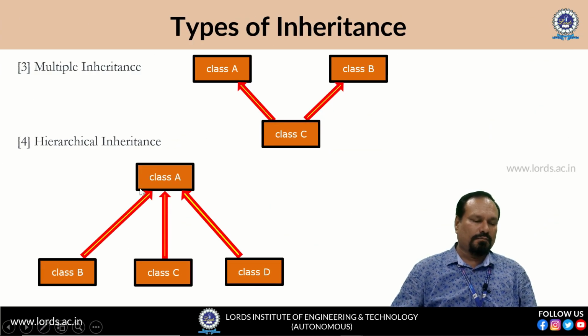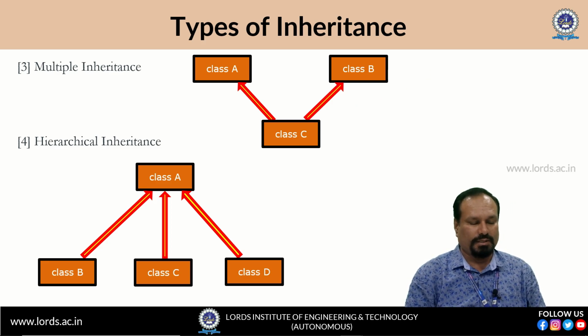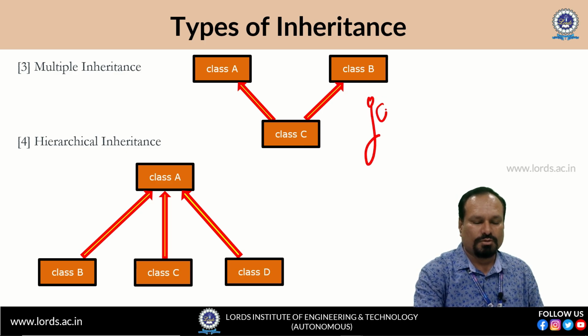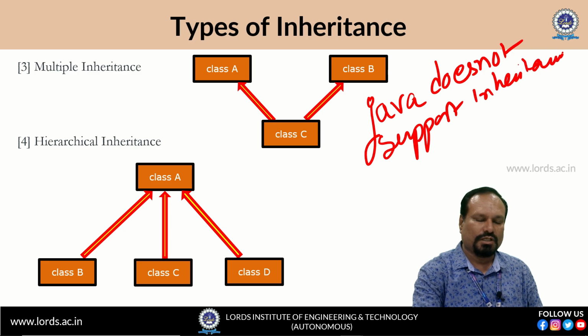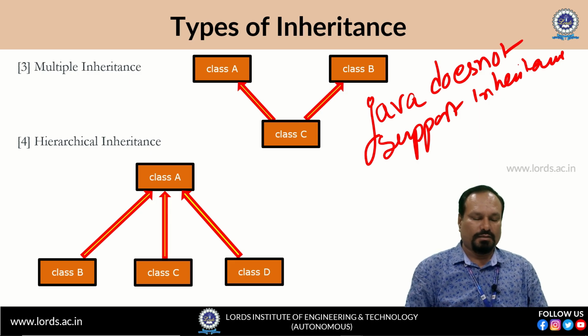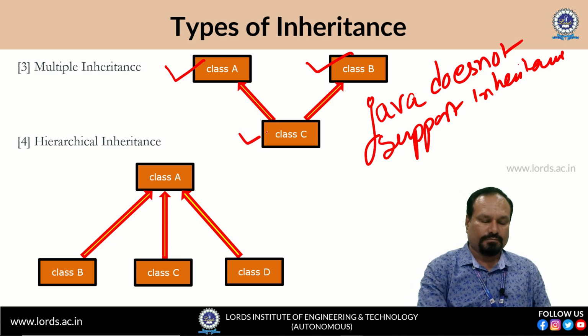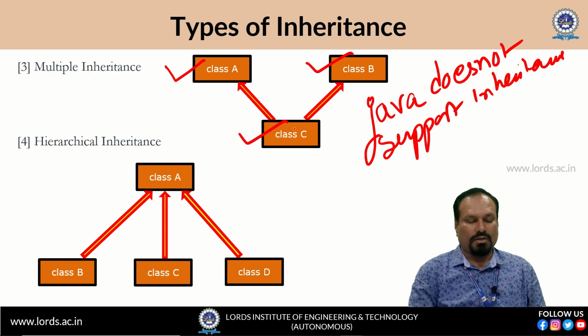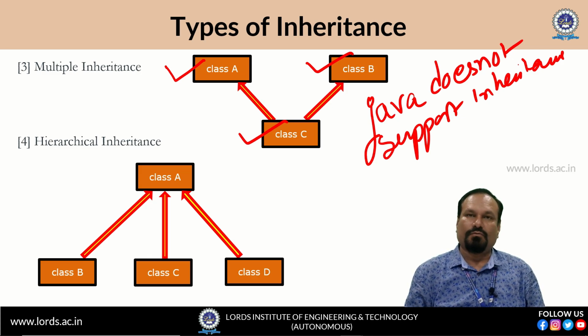Next one. The third one is multiple inheritance. As you know, Java does not support multiple inheritance, but because it is an OOPS concept, you should know that Java does not support multiple inheritance. Keep that in mind. So as simple as that, when we create one child class from more than one base class, or one child class has more than one parent class, then such a type of inheritance is called multiple inheritance.